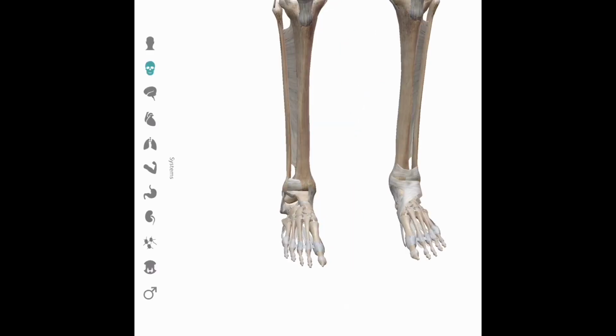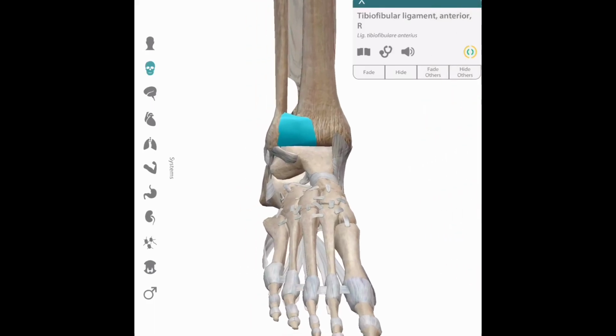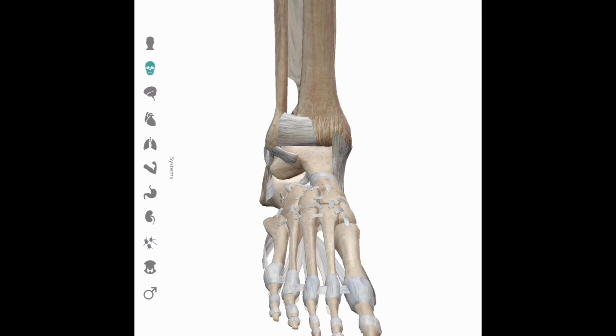There are three grades of injuries. In a grade 1 injury, the ligament, which is composed of thick fibrous bands, is stretched beyond its normal capacity but not torn. In a grade 2 injury, there is a partial tear. Some of the fibers have been torn. And in a grade 3 injury, there's been a complete tear of the ligament.